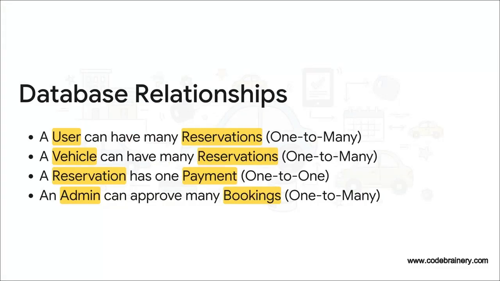Okay, let's connect the dots. The relationships between these tables are what make the whole system work. A single user can have many reservations over time. That lets us build out a rental history for them. A vehicle, too, can have many reservations, which lets us track its entire life. The link between a reservation and a payment is a strict one-to-one. That's just good accounting. Getting these relationships right from the start is what lets us run complex but efficient queries later, like, show me all the cars this user has rented in the past year.